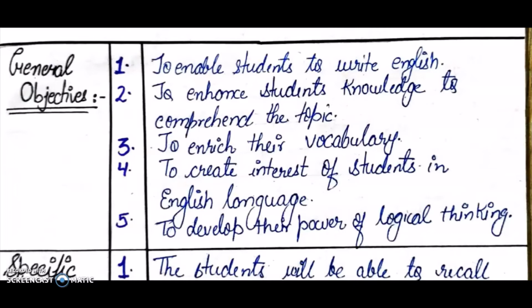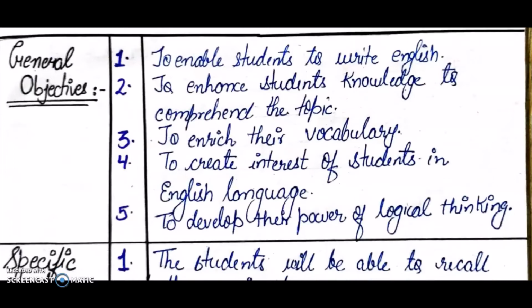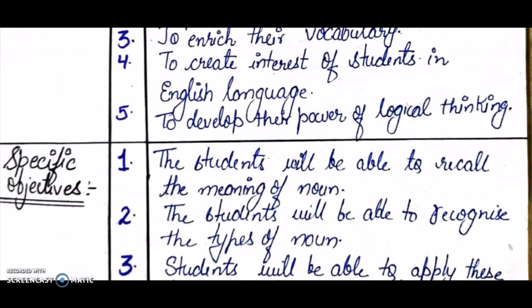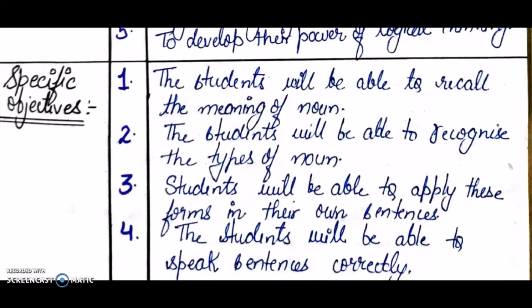Then comes our specific objective. Specific objective is related to the chapter that we are going to teach. For example, the topic is noun, so specific objectives would be related to noun. Like the students will be able to recall the meaning of noun, the students will be able to recognize the types of noun. So let's get back to the lesson plan.